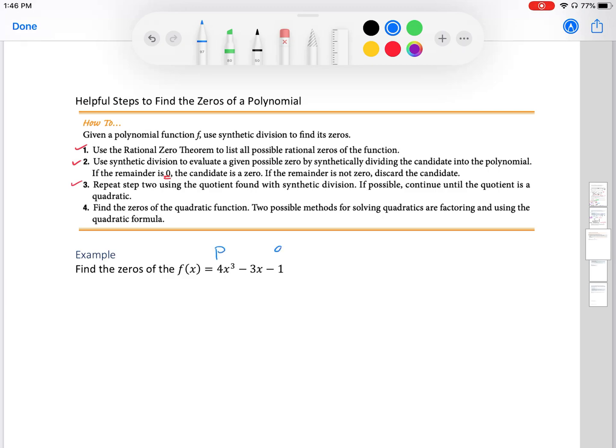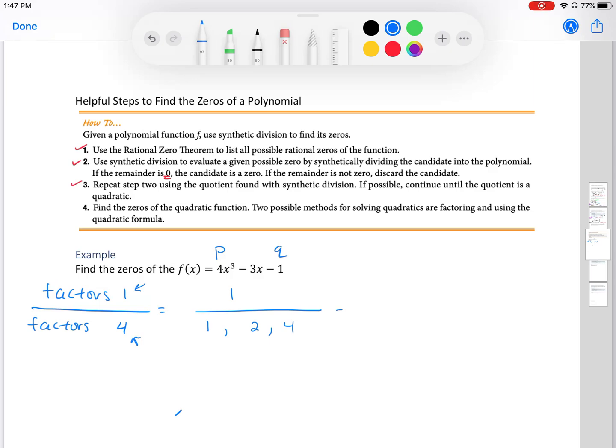So I want to find the factors of my last number, factors of q, which is 1, divided by factors of our leading coefficient, which is 4. So I can get 4 from, well, let's begin with 1. I can get 1 from 1 times 1, so it's just 1. For my denominator, I can get 4 from 1 times 4 and 2 times 2. So I have 1, 2, and 4.